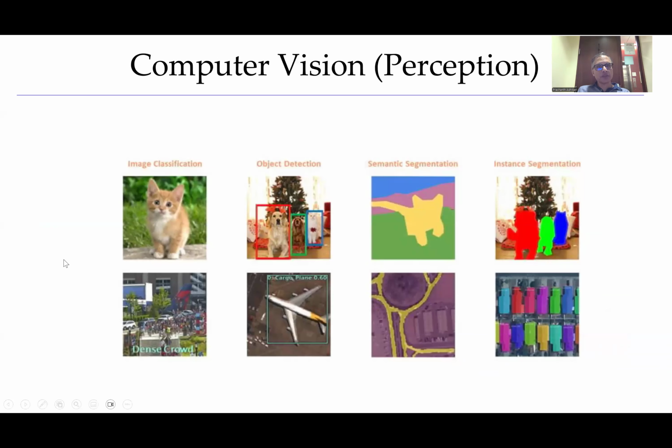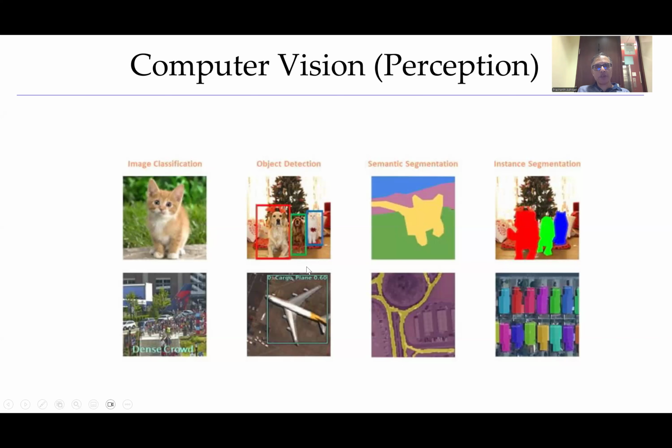And then computer vision. What are some of the tasks involved in computer vision? Image classification is one of them. Being able to look at an image and literally classify that entire image. Is this an image of a cat or a dog? Is this an image of a dense crowd or something else? Like literally being able to assign a label to an entire image. That's called image classification.